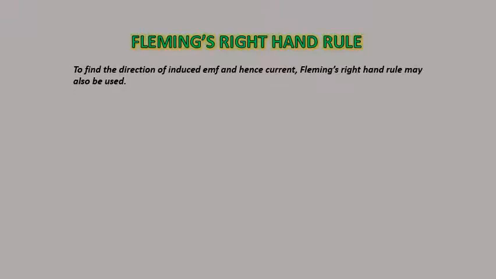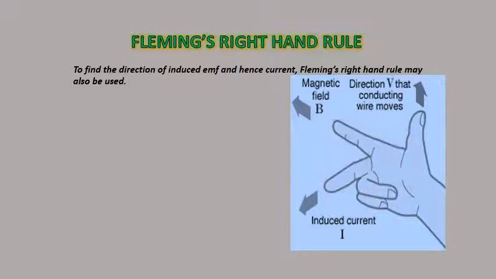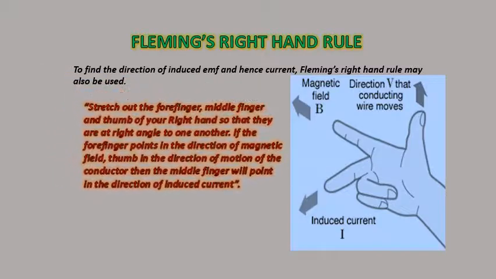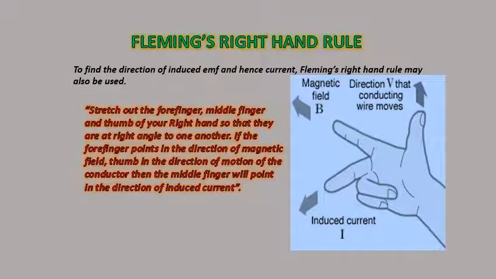Fleming's right hand rule. You are already familiar with this right hand rule, where we have to stretch the two fingers and the thumb perpendicular to each other. The first finger or the index finger will point in the direction of magnetic field. The second finger will point in the direction of current, and the thumb points in the direction of force or the direction that the conducting wire moves.